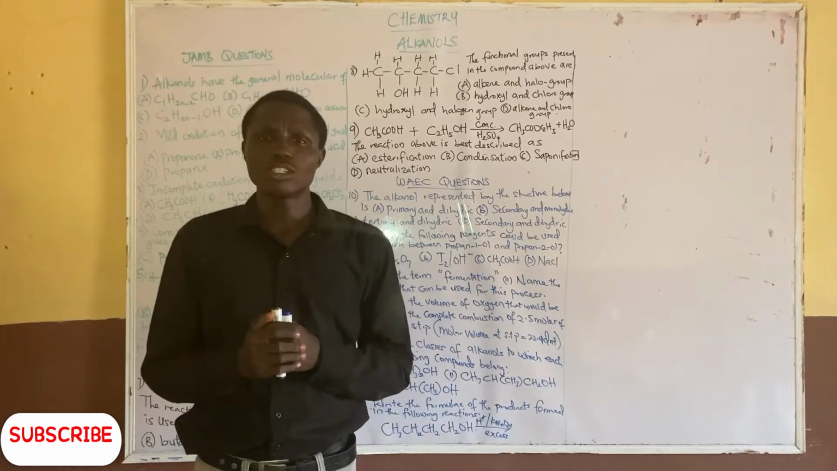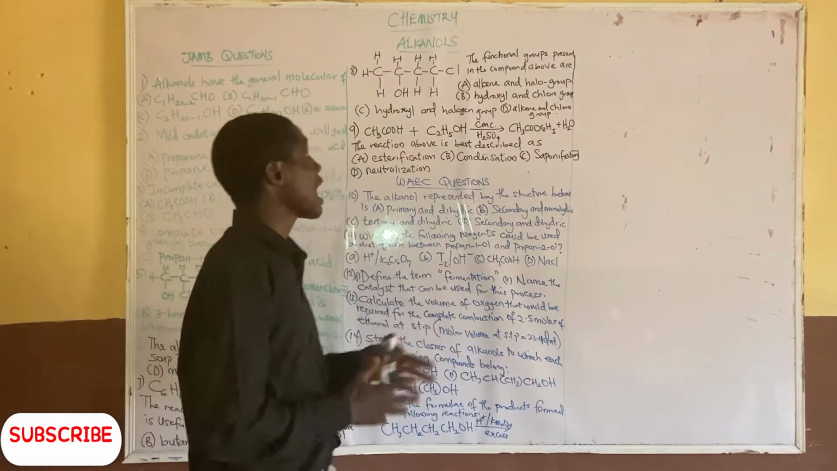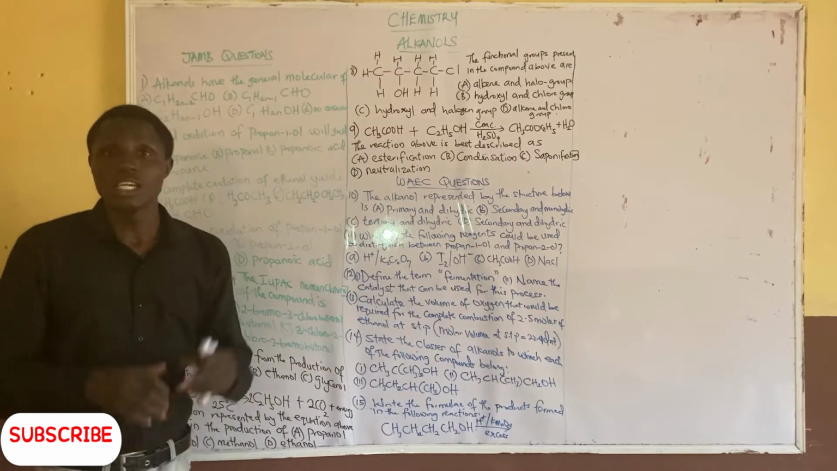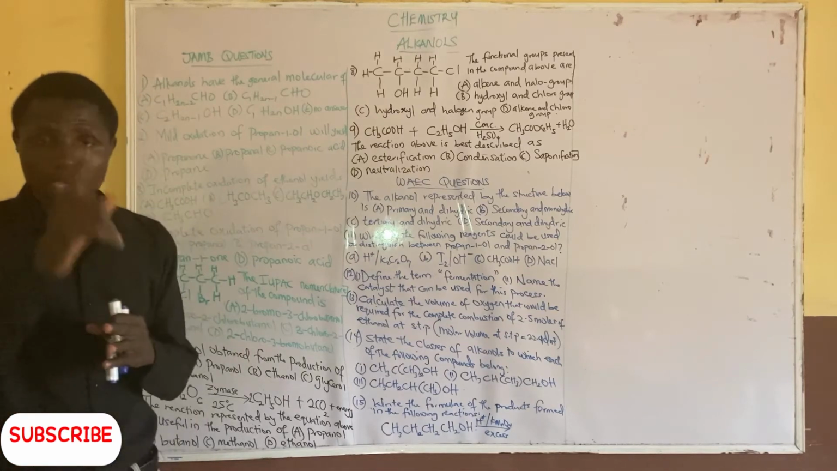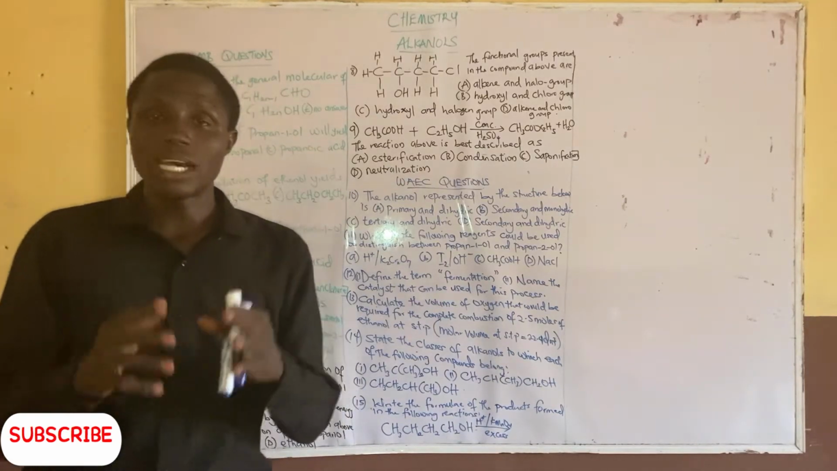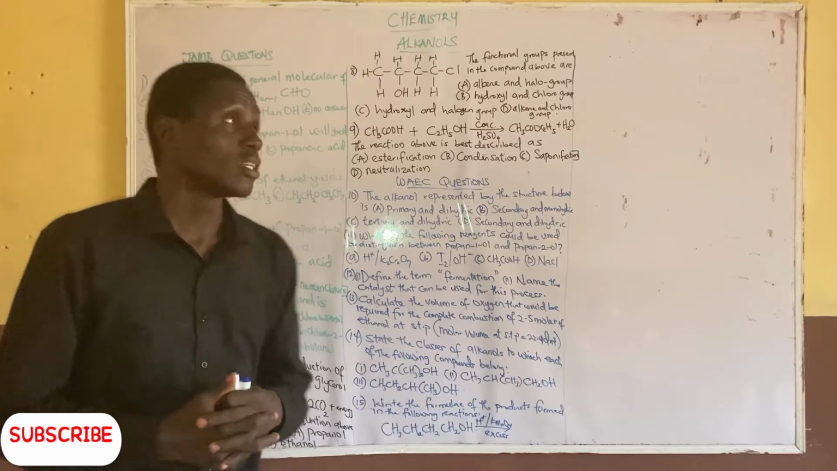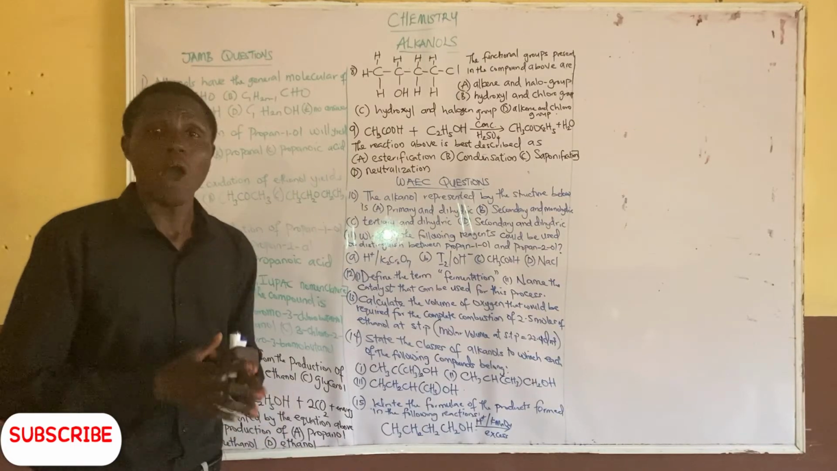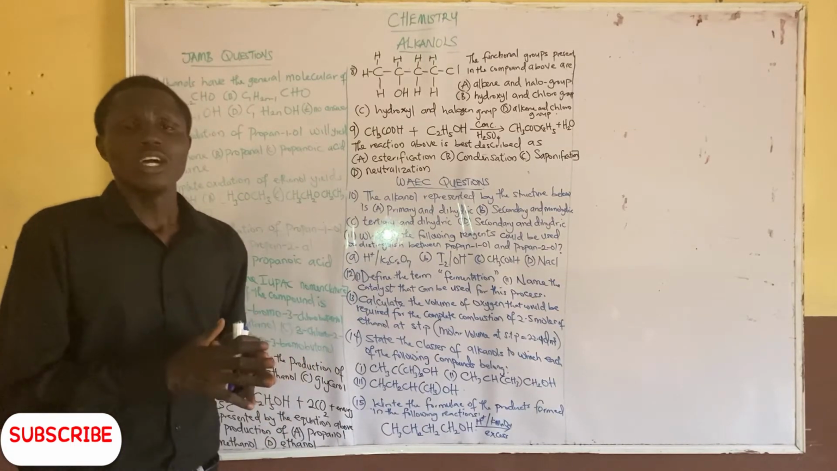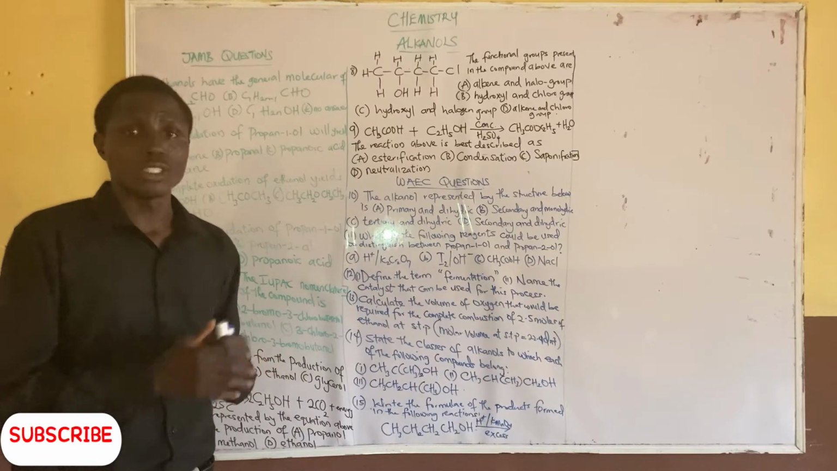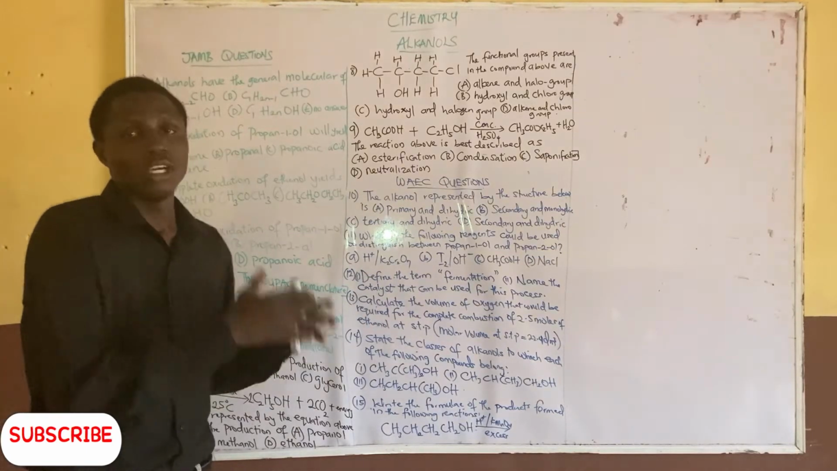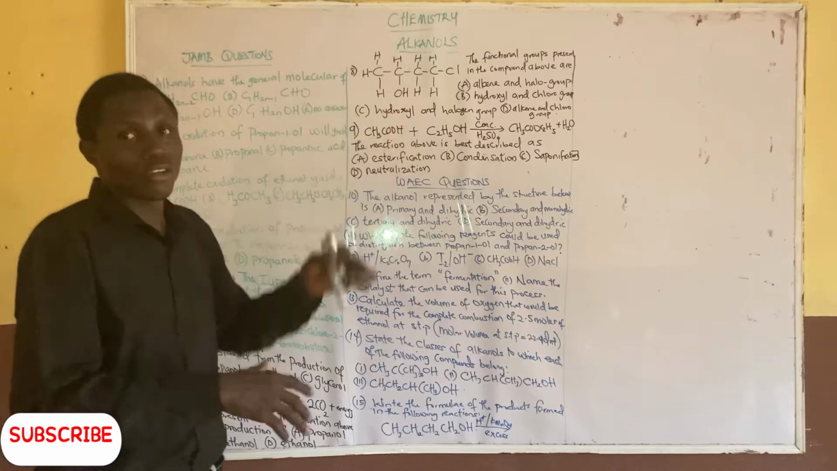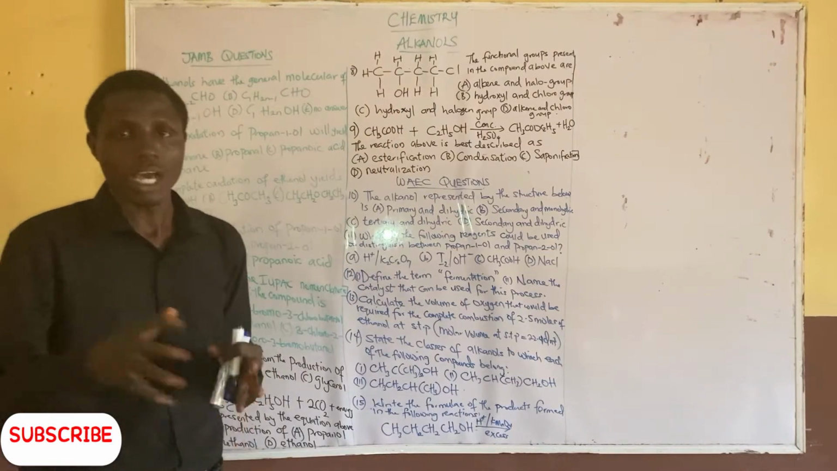Now today we are going to be considering the topic called ALKANOLS under the subject called chemistry, and particularly the branch of chemistry known as organic chemistry. What do you know by ALKANOLS? ALKANOLS are also known as alcohols. The common name of ALKANOLS is alcohol, while ALKANOLS is the IUPAC name of alcohols.